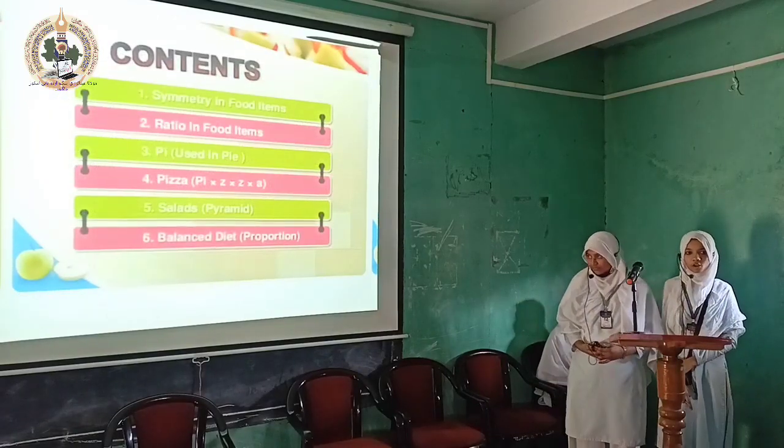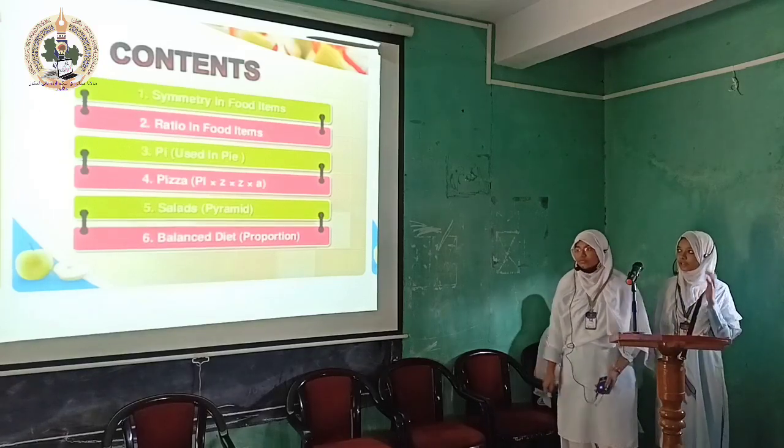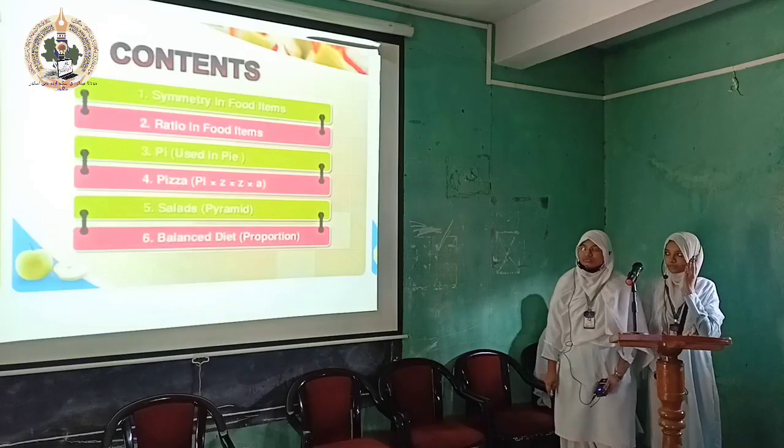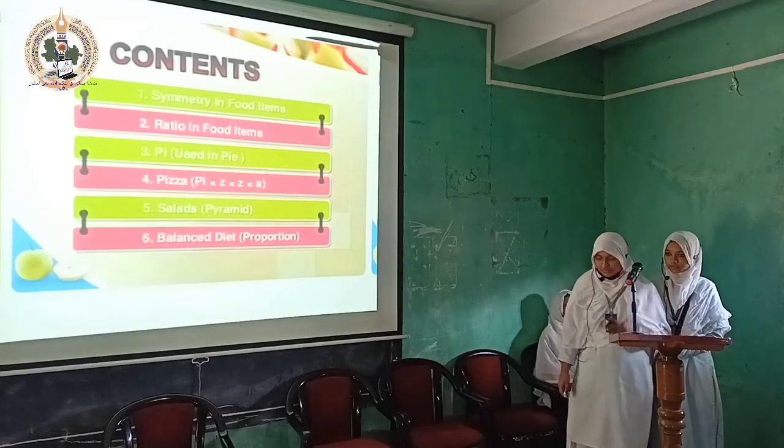Friends, now you are looking at the contents. First is symmetry in food items, second is ratio in food items, third is pie, fourth pizza, fifth salad and sixth balanced diet.